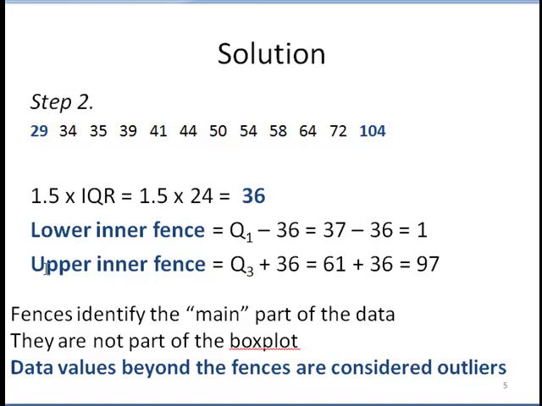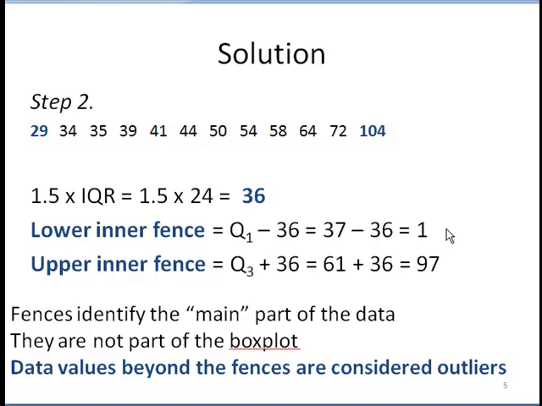So to be an outlier on the low side, the household would have to be below Q1. In fact, it would have to be 36 units below Q1. So we do the computation Q1 minus 1.5 interquartile ranges. 37 minus 36 is 1, or $1,000. So a household would have to make less than $1,000 annually to be a low outlier.